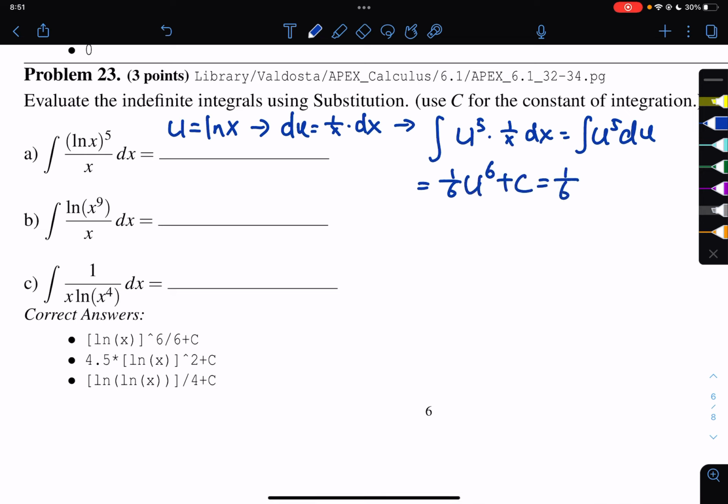Therefore, I can convert it back relatively easily. It is ln x to the power of 6, divided by 6, plus c. So that's solving the first problem.